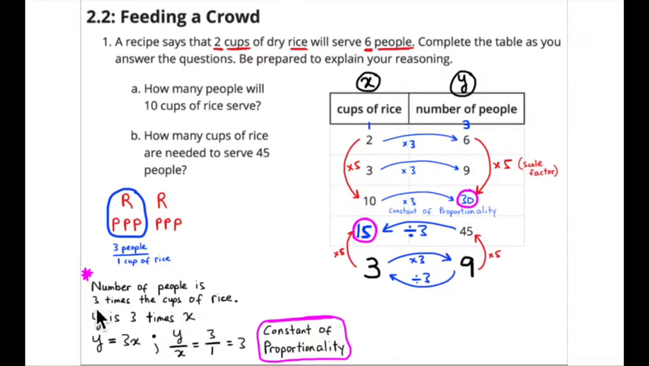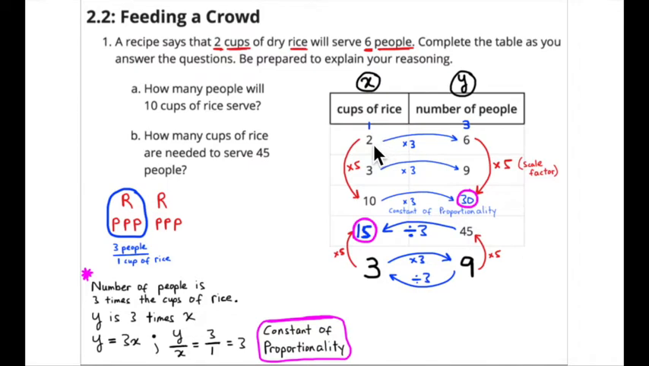And so I'm going to start saying this sentence in words and then moving it to mathematical language. So we're going to do this over and over again, and you'll see how this works as we go through the unit. So the number of people is 3 times the cups of rice. So y, by convention, we always put y in the right column and x in the left column. So y is 3 times x. So this value y is 3 times that value x.